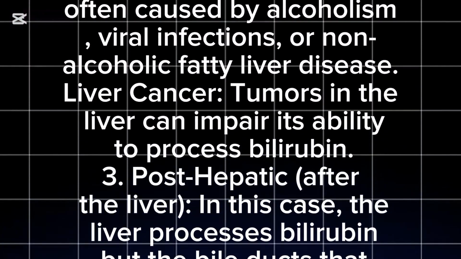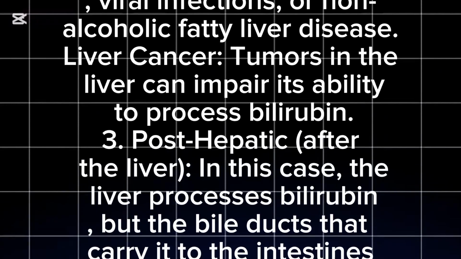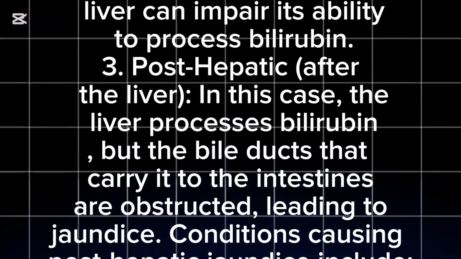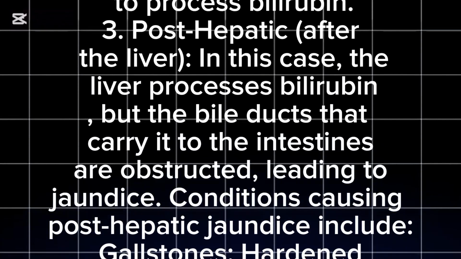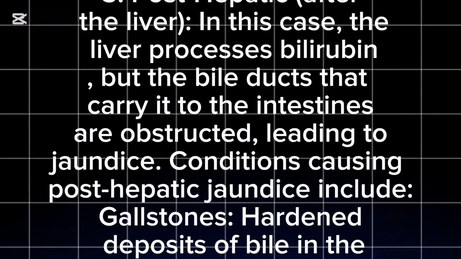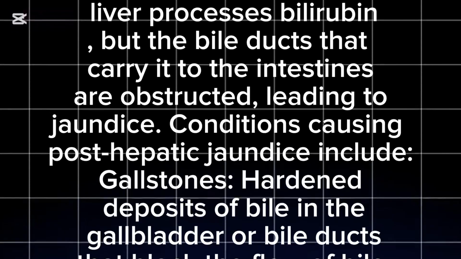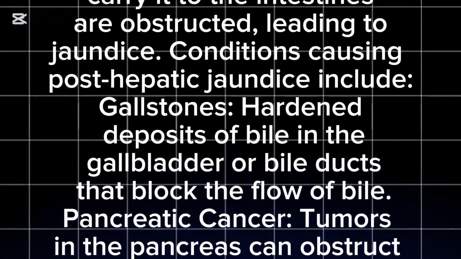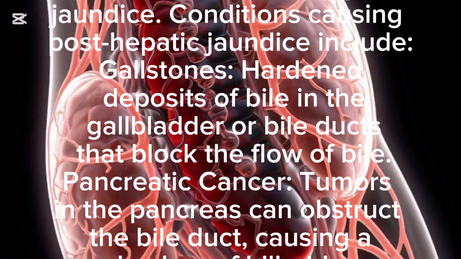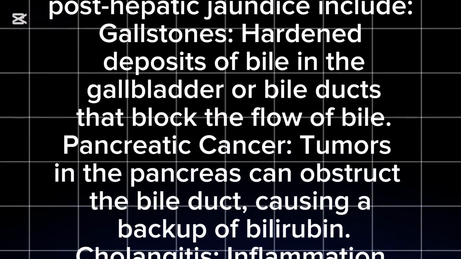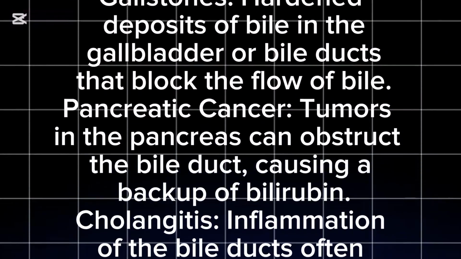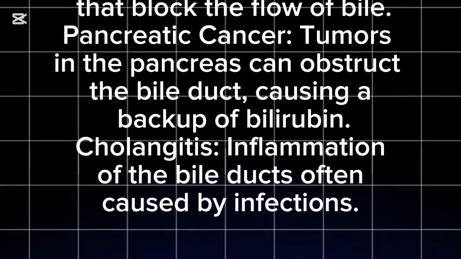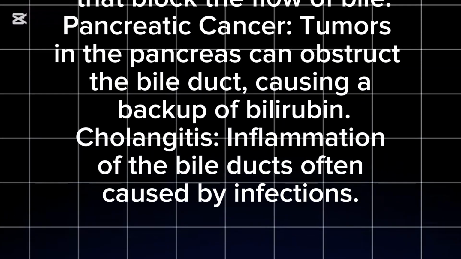3. Post-hepatic, after the liver. In this case, the liver processes bilirubin, but the bile ducts that carry it to the intestines are obstructed, leading to jaundice. Conditions causing post-hepatic jaundice include gallstones, hardened deposits of bile in the gallbladder or bile ducts that block the flow of bile. Pancreatic cancer, tumors in the pancreas can obstruct the bile duct, causing a backup of bilirubin. Cholangitis, inflammation of the bile ducts often caused by infections.